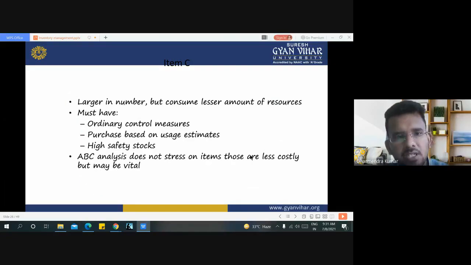And item C is larger in number but consumes a lesser amount of resources. A lesser amount of resources here indicates a lesser value of overall inventory cost. It must have ordinary control measures, purchase based on usage estimate, and high safety stocks. ABC analysis does not stress items that are less costly but may be vital.